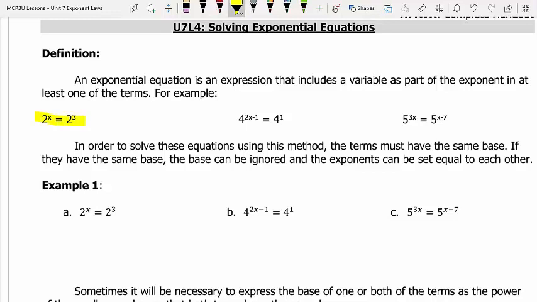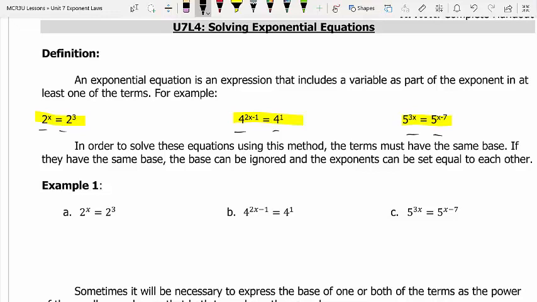Here are 3 examples of what I mean by that. At least one of those exponents in each situation has a variable present. So in order to solve these types of expressions, you need to make sure that first the bases are identical. The bases here are both 2, both 4, both 5. So those would be good to go, and we could solve using the processes that I'm about to explain.